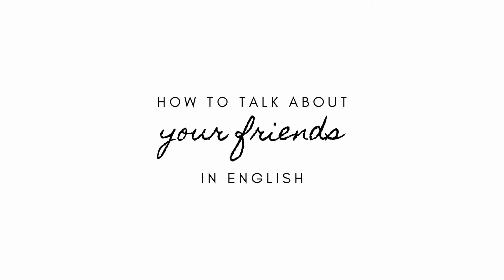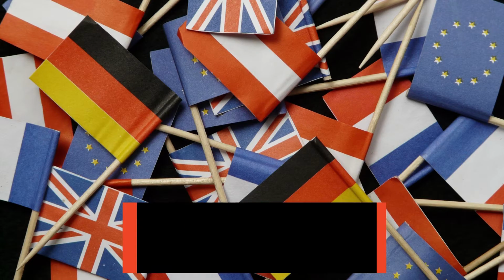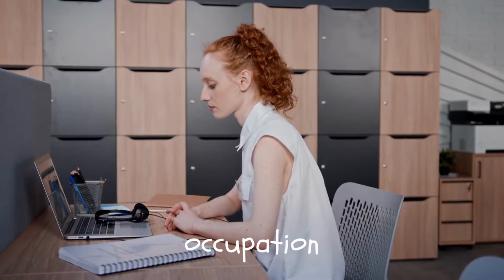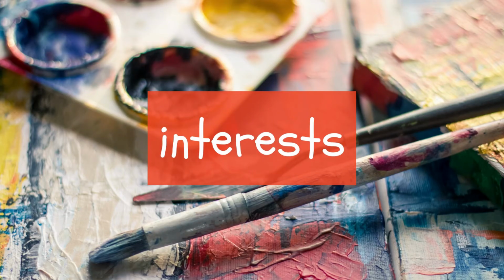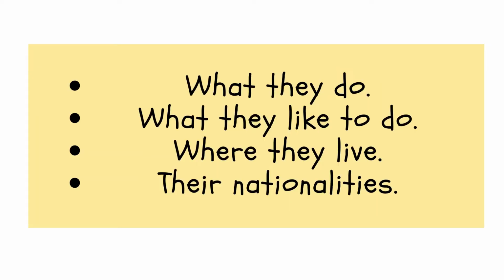In this video, you will learn how to introduce your friends. If you want to talk about your friends in English, you have to mention their names, age, nationality, hometown, occupation, interests. To talk about your friends, you need to mention information about what they do, what they like to do, where they live, their nationalities.